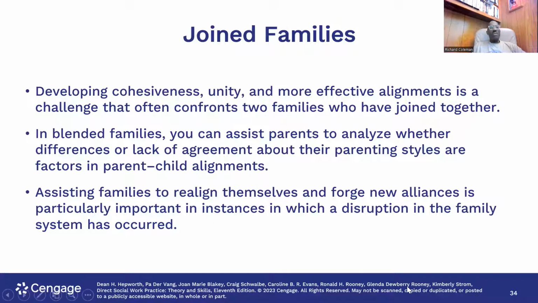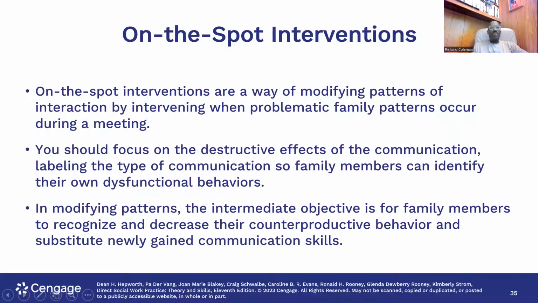Joined families: developing cohesive unity for more effective alignment, and the challenges that often confront two families who have joined together. So we've got these blended families. I'm married, I'm bringing my kids, you're married, you're bringing your kids. What is that going to look like? Because we have two different systems that are coming together. And really understanding that most times people have had almost whole lifetimes of doing things in a different way, and this new configuration of the family is going to take some time to get used to, and it could be difficult. So really understanding that particular process as well.